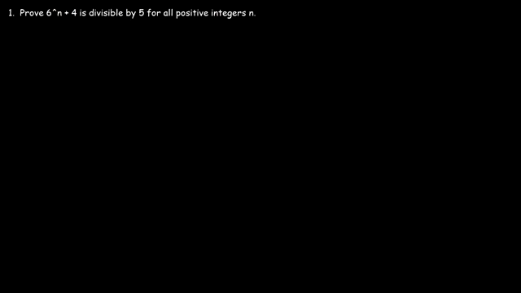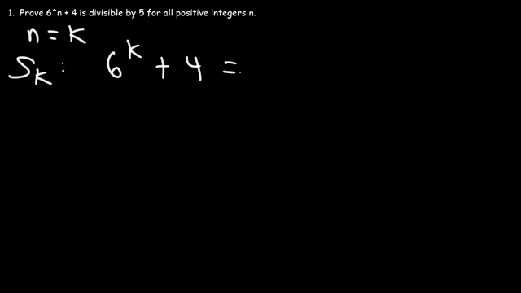Now, our next step is to replace n with k. So we're going to assume that this is true. So instead of it being 6 to the n, it's going to be 6 raised to the k plus 4. And we're going to set this equal to 5 times some integer, which you could use any letter, but we'll use m. If m is an integer, if you multiply it by 5, whatever that result is, will always be divisible by 5.